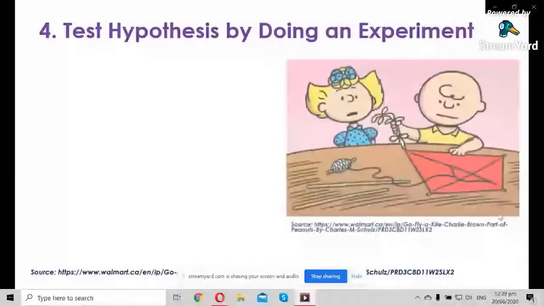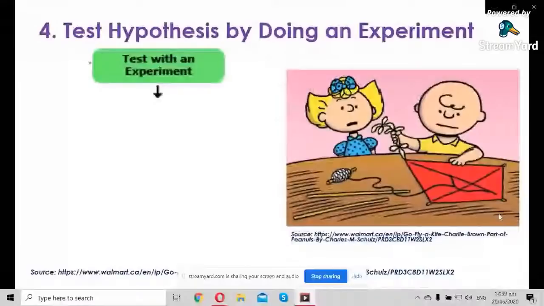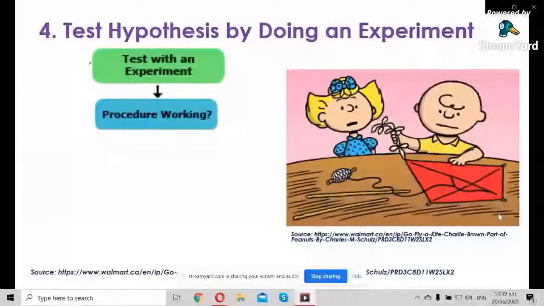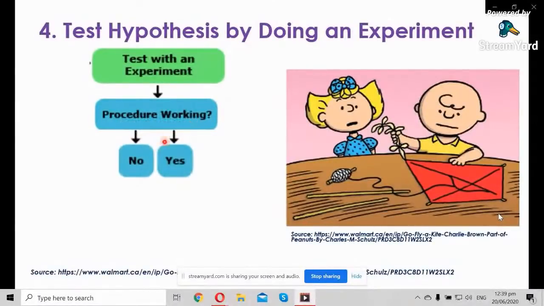We are going to test our experiment by making a kite. The step is, we need to know if the procedure is working. We have two options, no and yes. Can Charlie do the making of the kite? No or yes? There are two answers only for that.